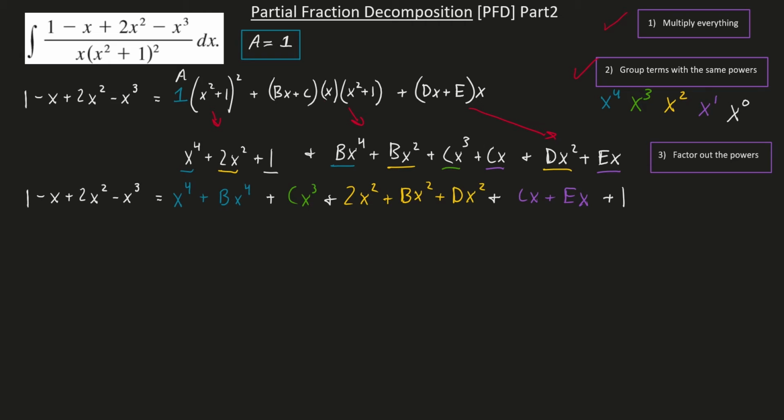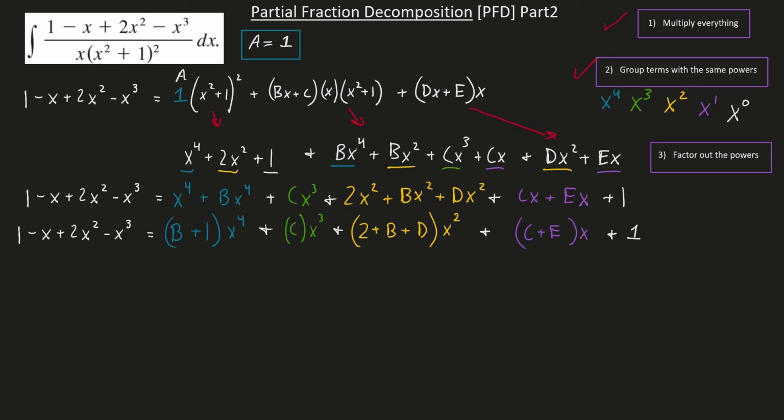Alright, step 3 isn't too bad. We're just going to factor out the powers from the work we've already done. So for my x to the 4th terms, I'll just factor out the x to the 4th. And I'll get this. And I'll just do this down the line. So now I have this. So now we want to equalize the coefficients.